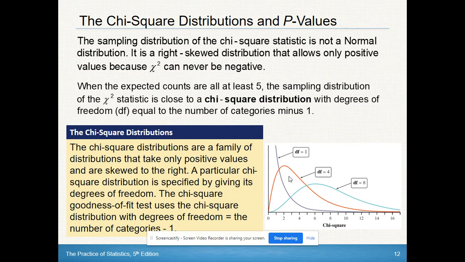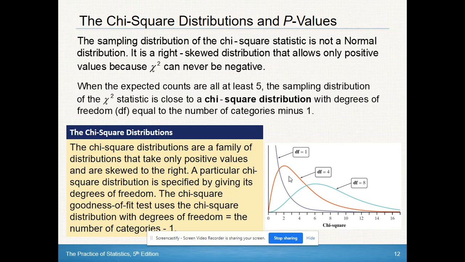So let's have a look at the chi-squared distribution. So the chi-squared distribution, it's not a normal distribution, okay? And it's a right skewed distribution all the time. And it allows only positive values because the chi-squared test statistic can never be negative. So in order to do this test successfully, we always need the expected counts to be at least 5. And we'll get into the conditions in a second.